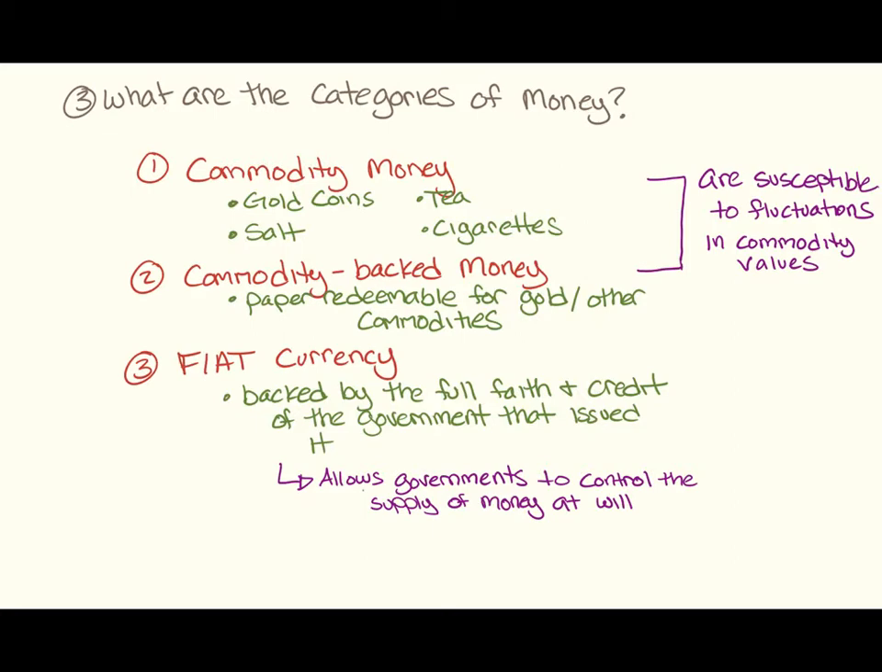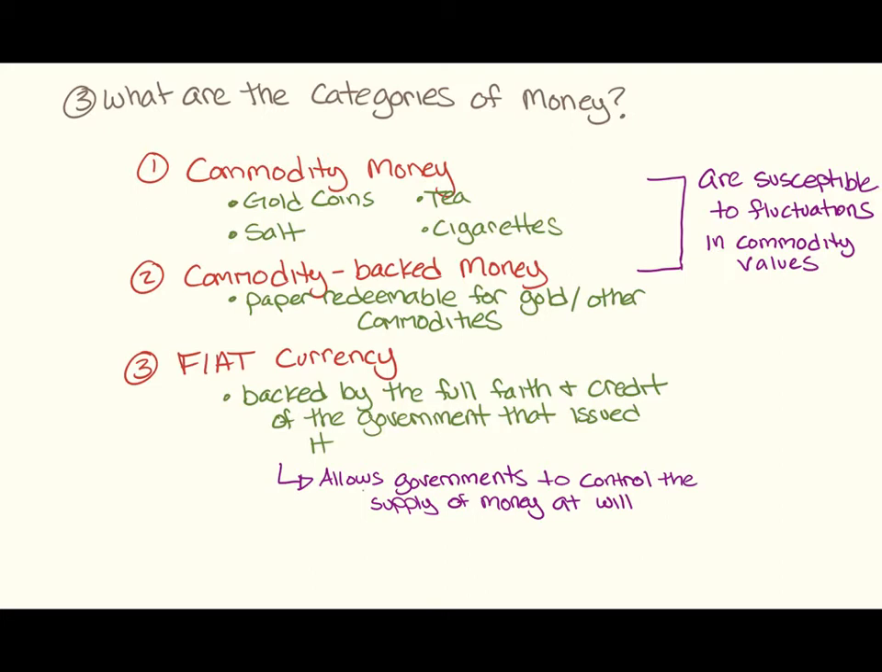So the first and most obvious thing that we can use as money are commodities, and this is what we call commodity money. Commodities are anything that has intrinsic value. So for example, this could be things like gold coins, or tea, or salt, or if students have been watching a lot of Orange Is the New Black, you can point out that in prison you tend to use cigarettes as your form of money.